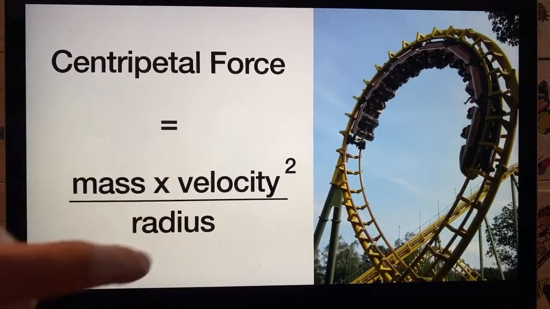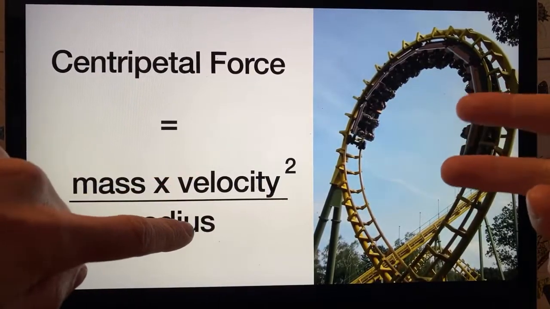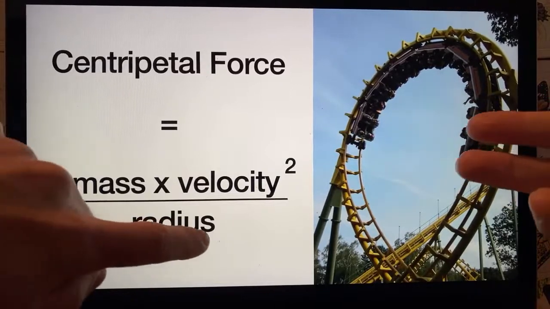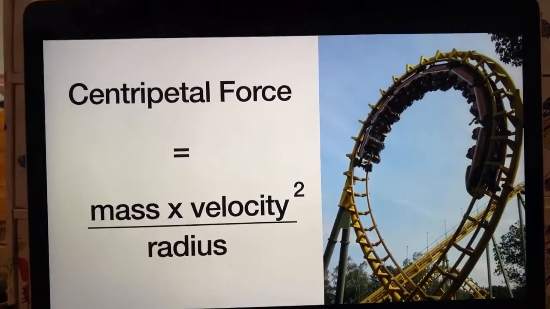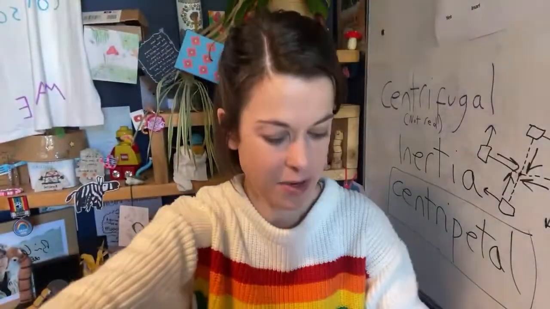So if you're going fast enough and the roller coaster loop-the-loop is narrow enough, like the radius is small enough, then you will get around. Whew! Right, I think that's pretty much everything that I wanted to teach you.